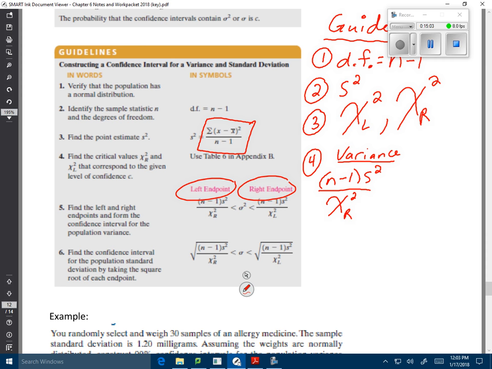Even after my explanation, if you're still confused, just write this down and just plug in the number with the formula. The reason why the right tail goes on the left side is that number is always going to be bigger. And that would make this whole number on the left side always smaller.